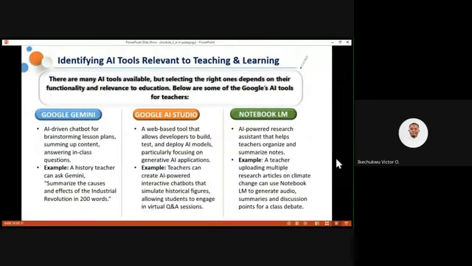Now, how can we identify the AI tools that are relevant to teaching and learning, or relevant to pedagogy on the whole? There are many AI tools available. In fact, I made a LinkedIn post.